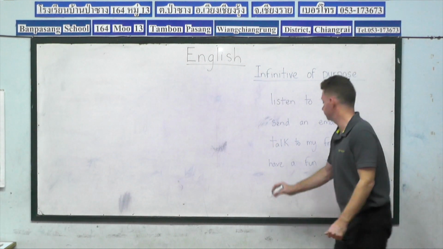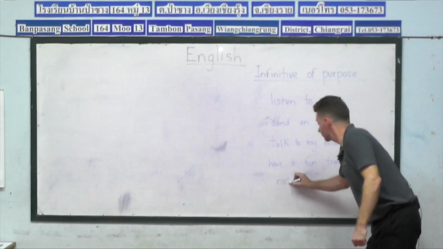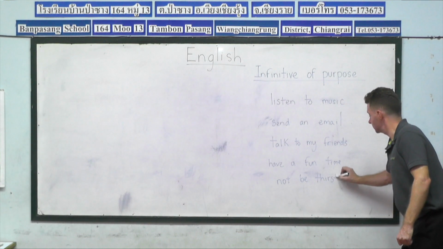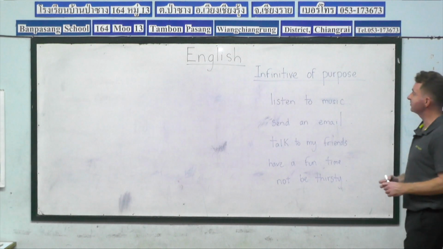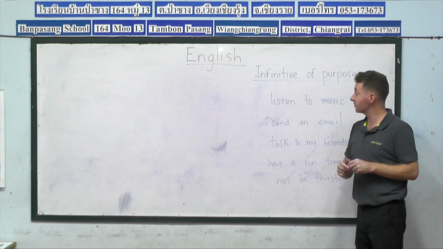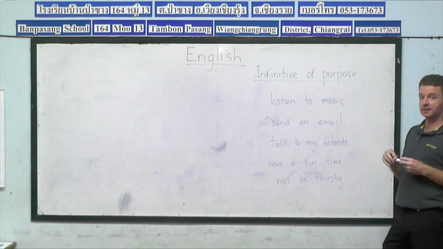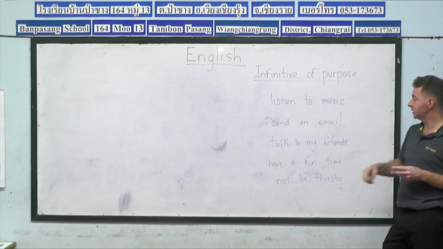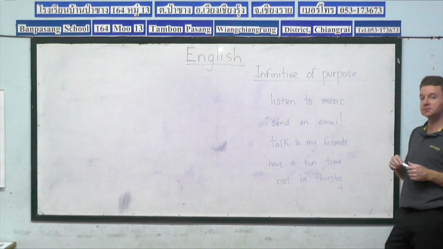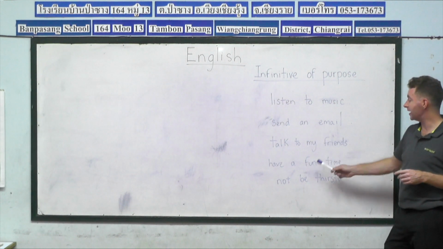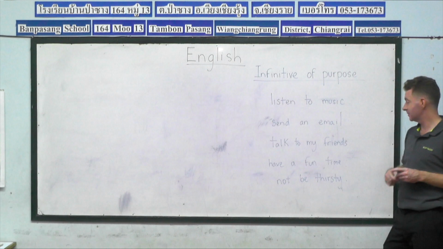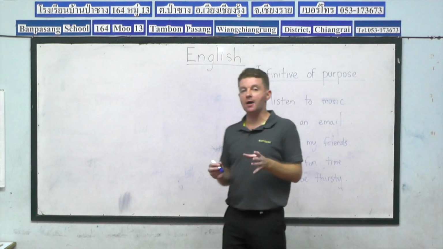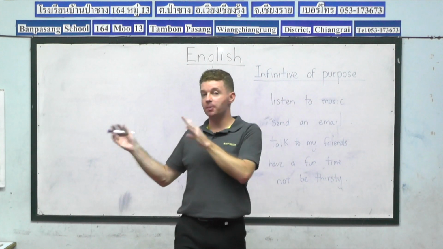And then we'll do one more. Let's see. Not be thirsty. So let's practice saying the infinitive of purposes one more time. Listen to music. Send an email. Talk to my friends. Have a fun time. Not be thirsty.